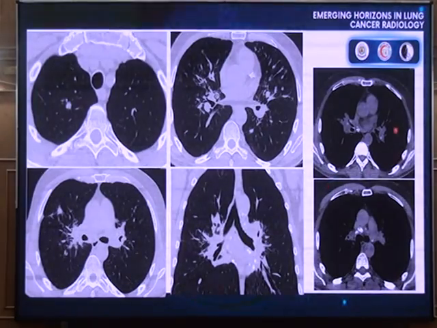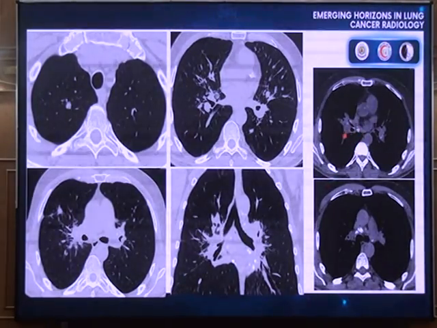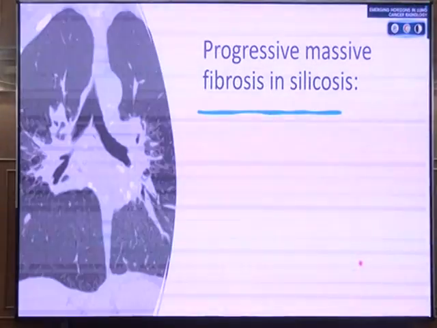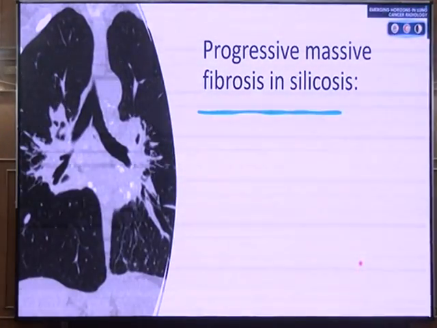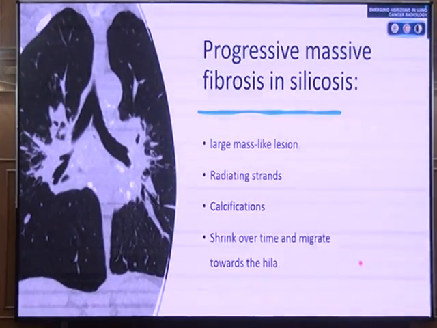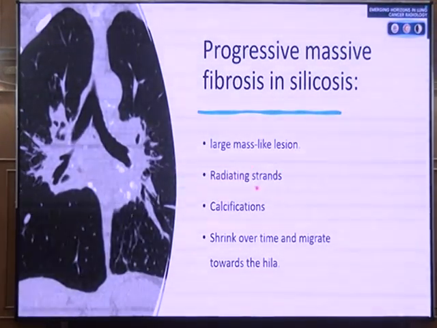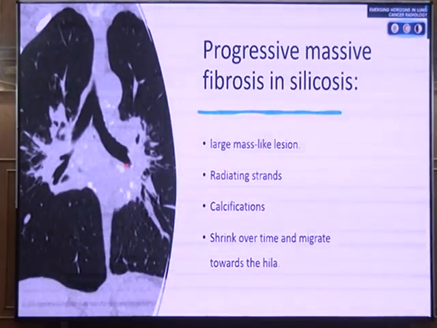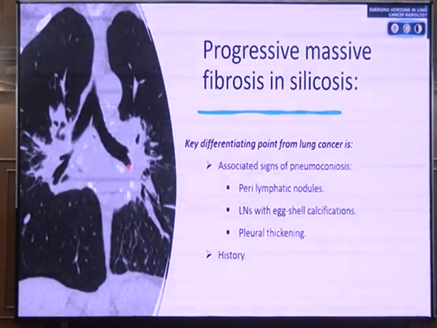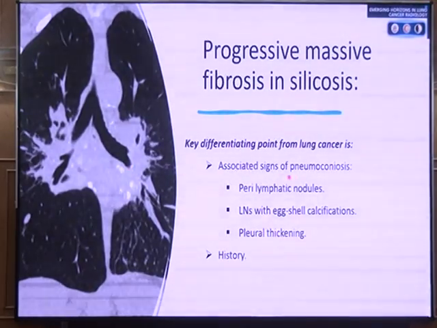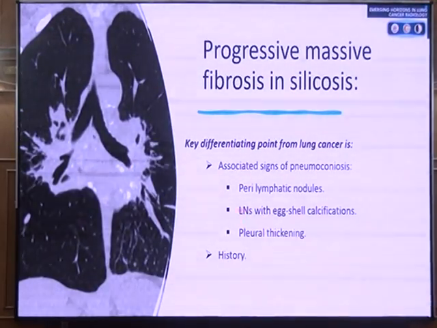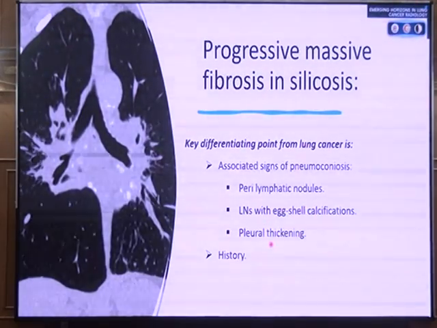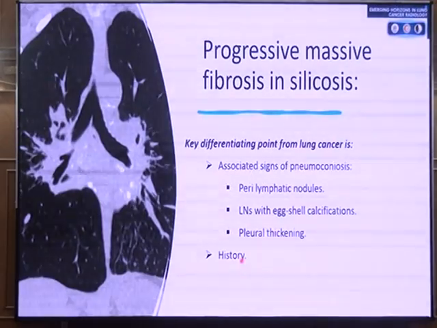And on the mediastinal window, there are foci of calcification within these lesions and calcified mediastinal lymph nodes. And this was a case of progressive massive fibrosis in a patient with silicosis, which presented as a mass-like lesion with radiating bands, foci of calcification, and shrinks over time to migrate towards the hilum. The key differentiating point here is the associated signs of pneumoconiosis, like perilymphatic nodules, lymph nodes with foci of calcification, and pleural thickening, and of course patient history.